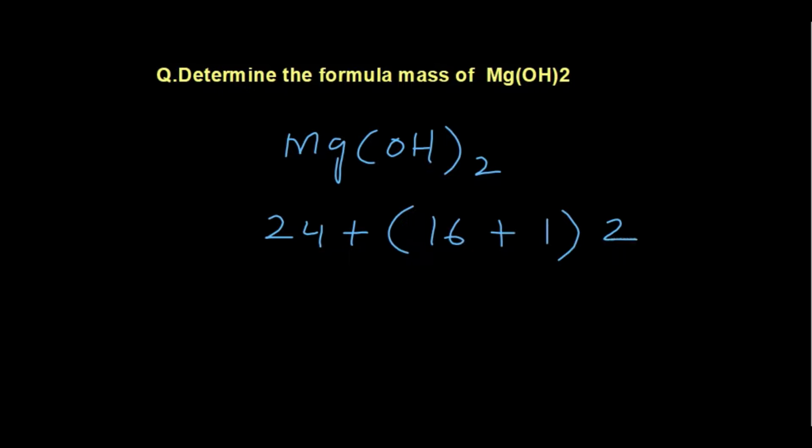Now we will solve this question. 24 plus 16 multiplied by 2 is equal to 32, plus 1 multiplied by 2 is equal to 2. Now if we add all the quantities, then we will get the answer.